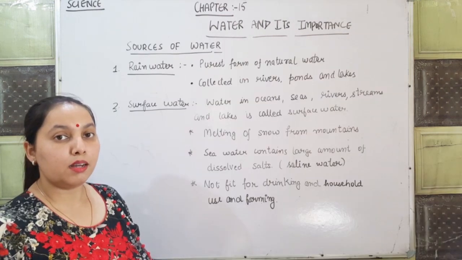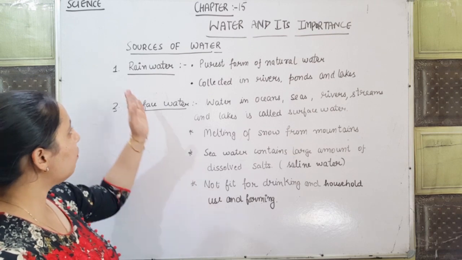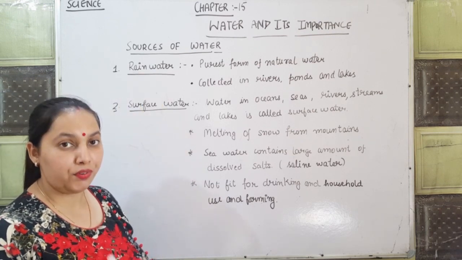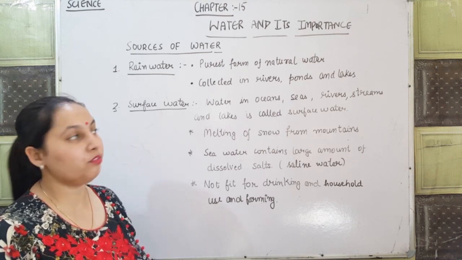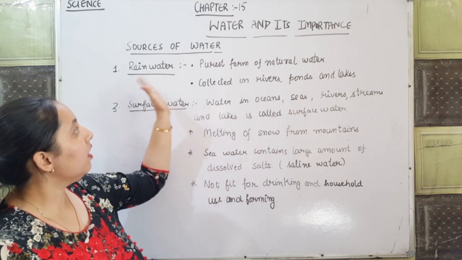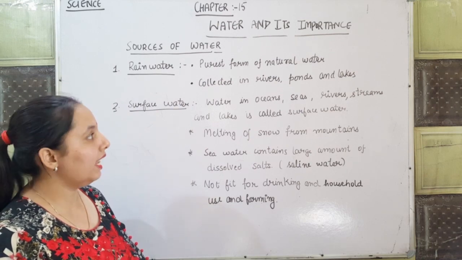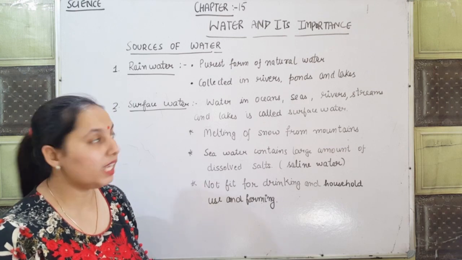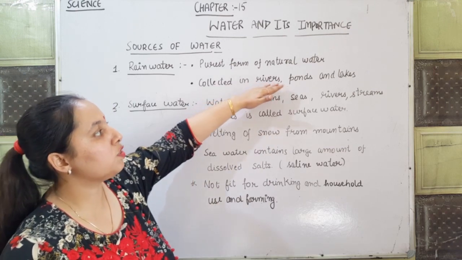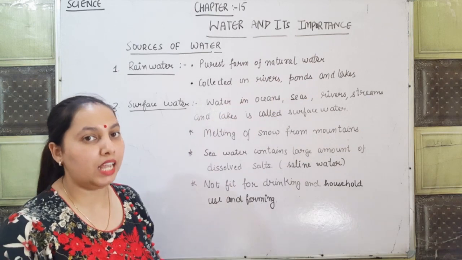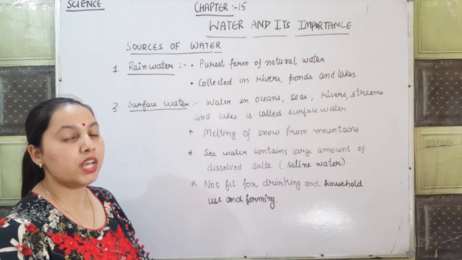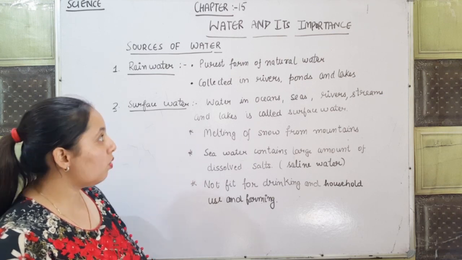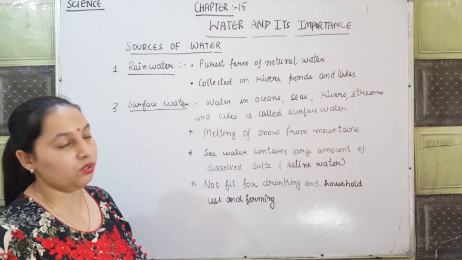Now let's discuss some sources of water. The first source of water is rainwater. It is the natural, fresh and purest form of natural water, and the rainwater is mainly collected in rivers, ponds and lakes. The rainwater we usually collect in rivers, ponds, lakes and streams. We collect the rainwater and we use it. It is the most fresh and natural source of water, and it is fit for use.